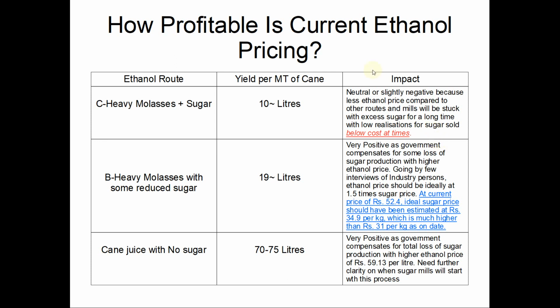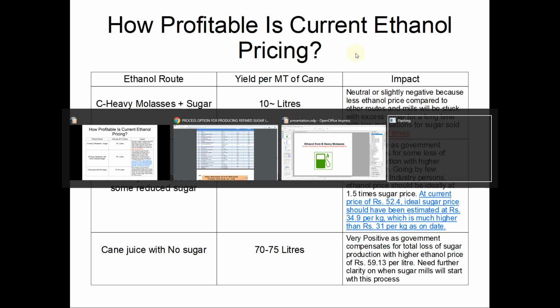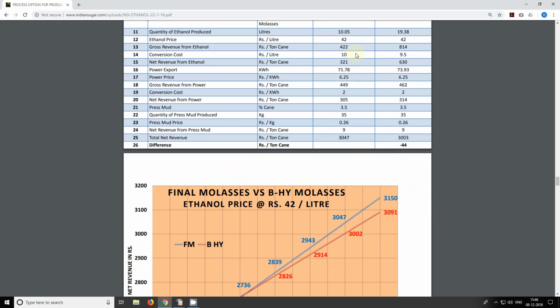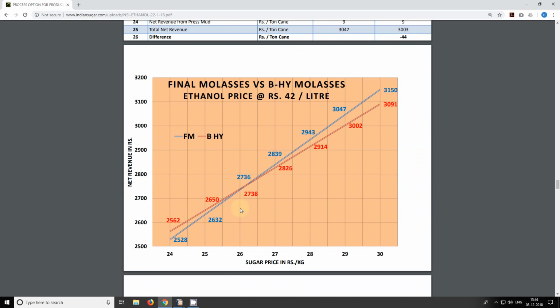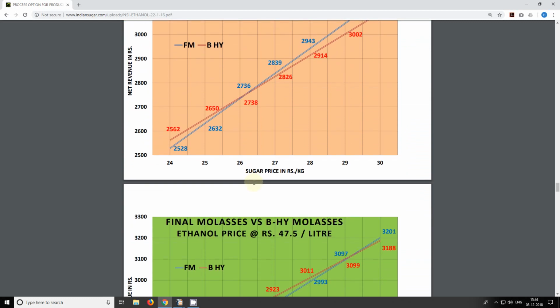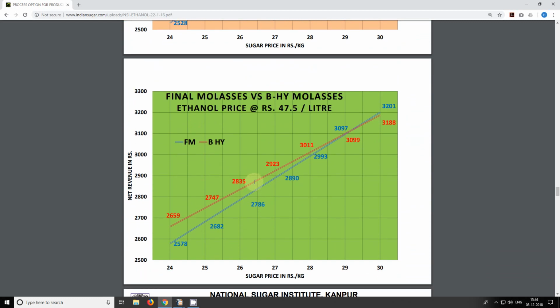Are these prices profitable? Certainly. Because when ethanol price was considered at ₹42 per liter, the break-even sugar price point calculated through B-heavy route was around ₹26.5 per kg, whereas when considered at ₹47.5 per liter, the break-even is close to ₹29 per kg.